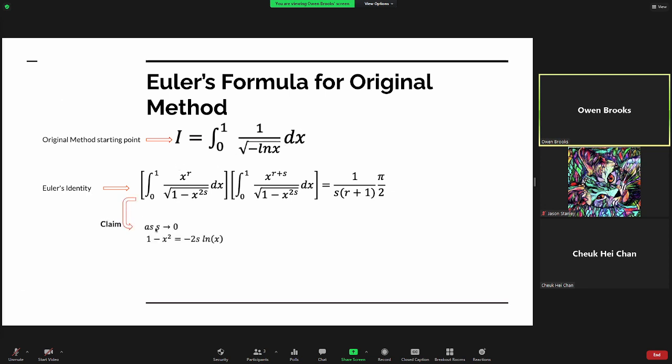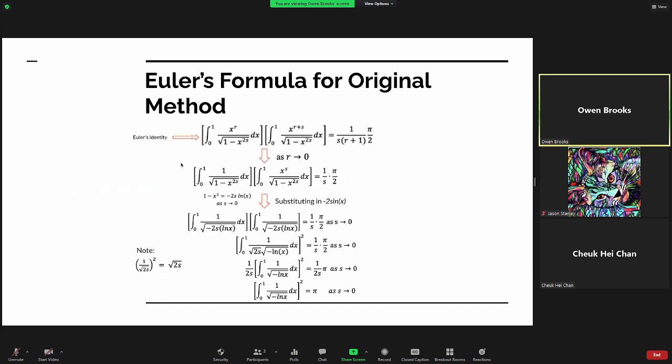And we make this claim that as s approaches 0, 1 minus x squared approaches negative 2s ln x. And we prove this just using L'Hopital's rule. We differentiate, and what we get is that when x is equal to 1, both sides of the expression are 0. So we can say that this claim is established. And now the r terms are just substituted with 0. And we're returning here to this Laplace form. I'll show that in a moment.